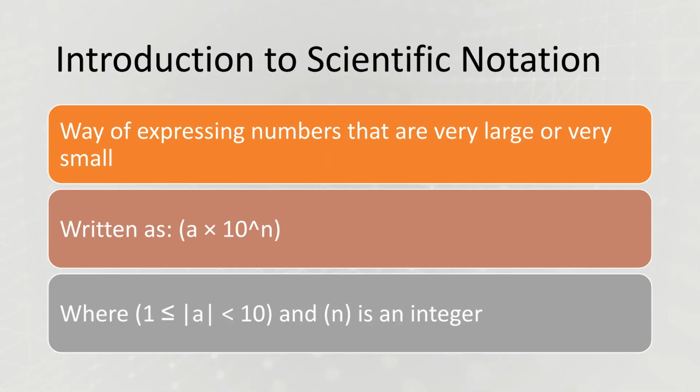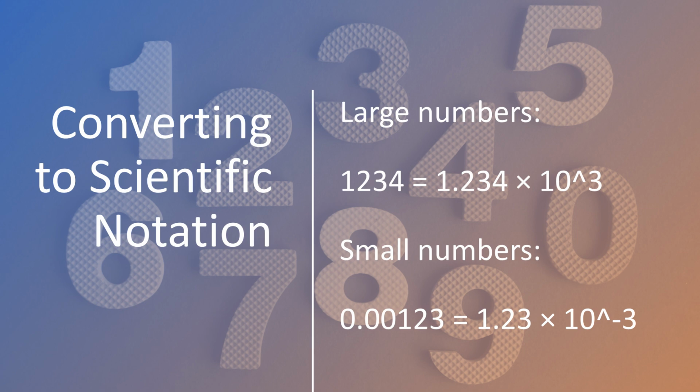Scientific notation is a way to express very large or very small numbers. It is written as a times 10 to the power of n, where a is between 1 and 10, and n is an integer. To convert to scientific notation, large numbers like 1234 become 1.234 times 10 to the power of 3. Small numbers like 0.00123 become 1.23 times 10 to the power of negative 3.